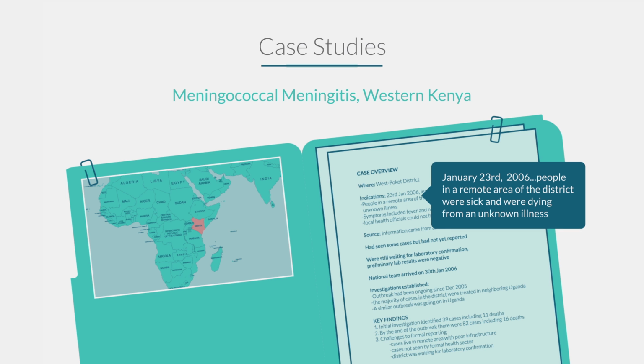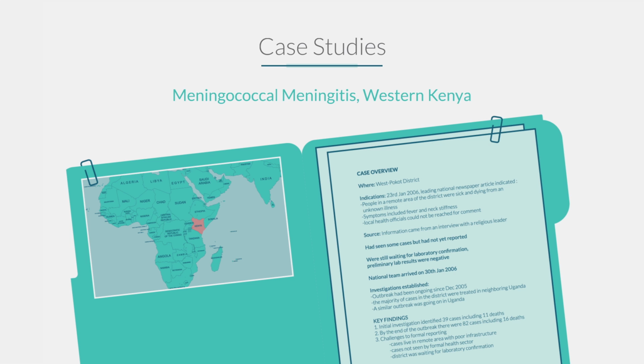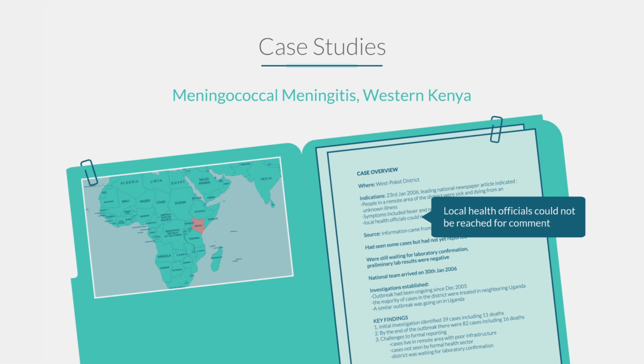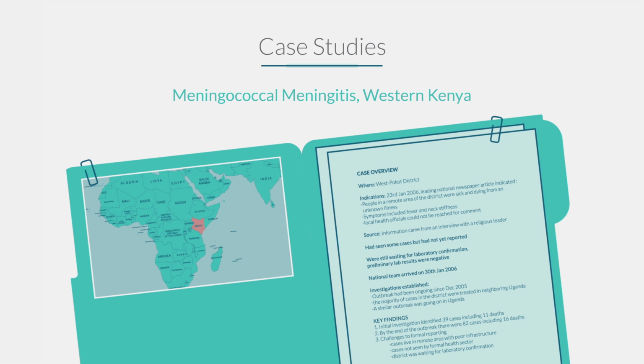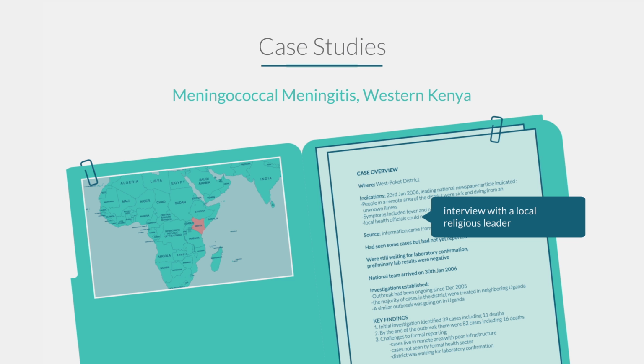On January 23, 2006, a leading national newspaper reported that people in a remote area of the district were sick and were dying from an unknown illness. Symptoms being reported were fever and neck stiffness. Local health officials could not be reached for comment. The information in the article was from an interview with a local religious leader.